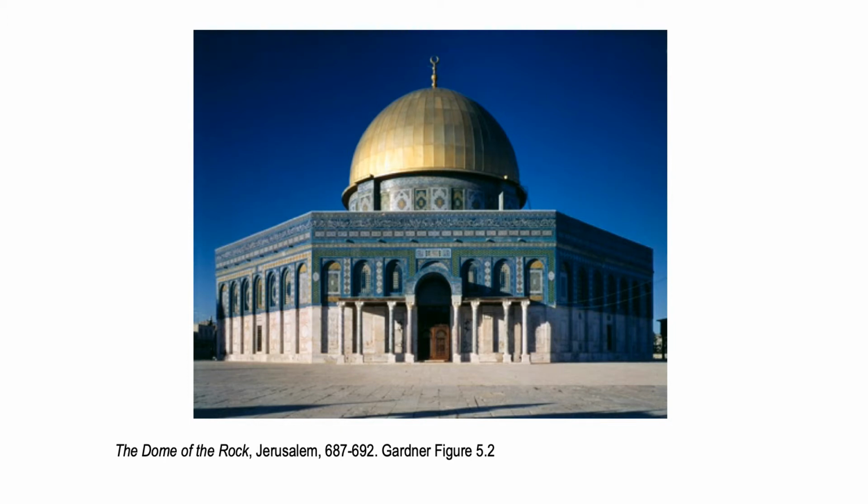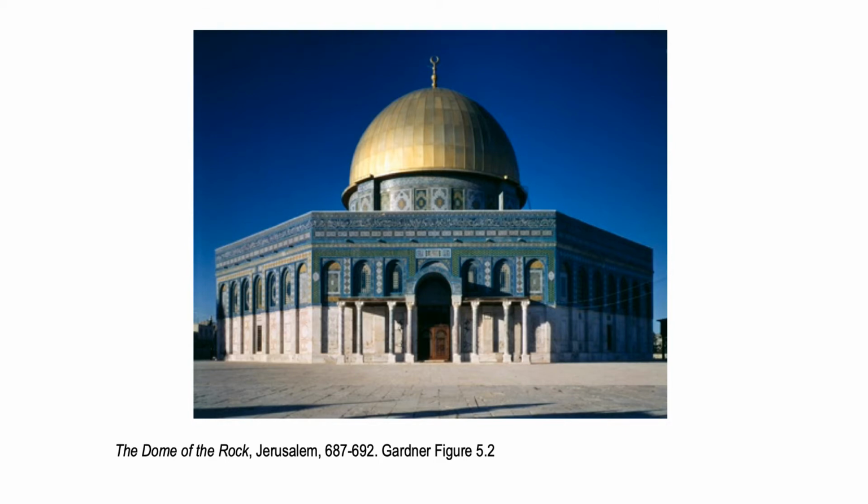This is the Dome of the Rock. It is in Jerusalem, and it was done in 687 to 692. It is the architectural representation of the triumph of Islam over Christianity by the Umayyad caliphs in the late 6th century. What's a caliph? It's just a fancy word for an Islamic ruler, a king.